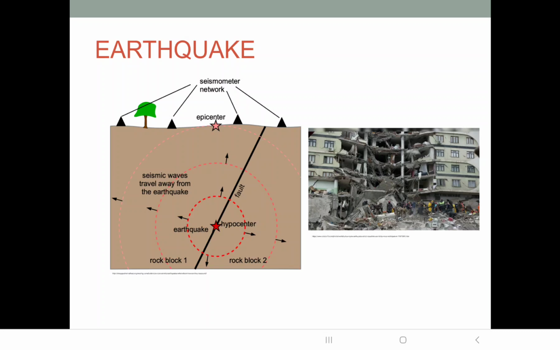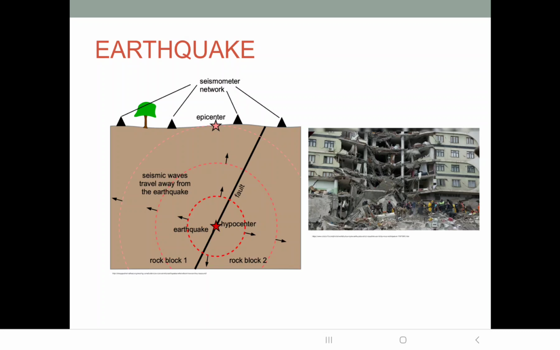Can you see the star over there? This energy is released in the form of seismic waves. Now that star is a point underground, or let us call it a spot underground, where the rocks first break. It is known as the focus or the hypocenter of the earthquake. So the spot underground where the rocks first break is called the focus or the hypocenter of the earthquake.